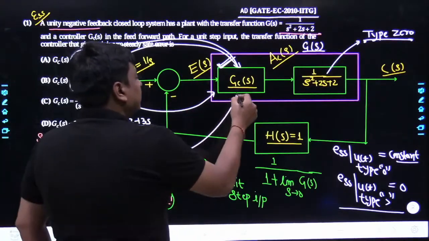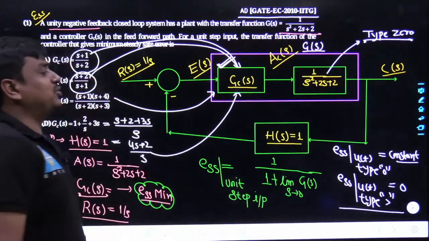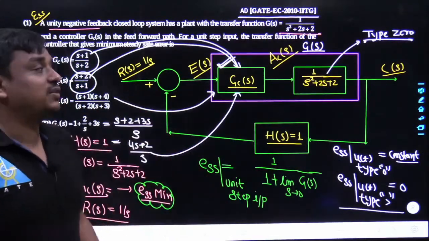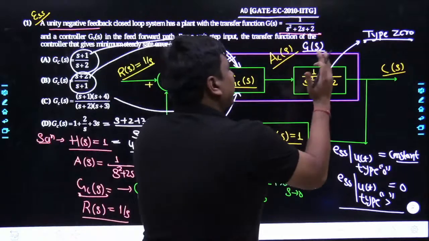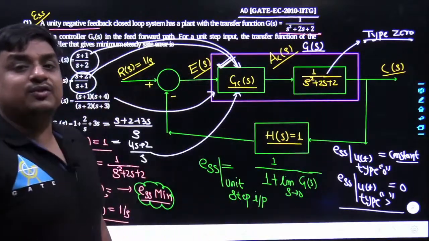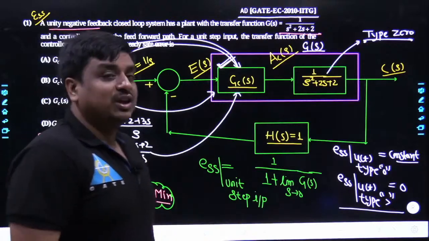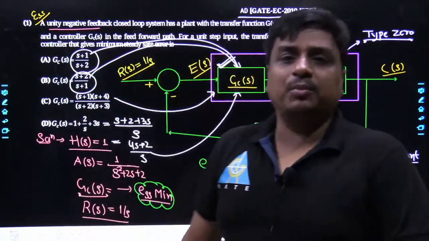It would get multiplied with the 1 upon S square plus 2S plus 2. And now the type of the system has been raised to type 1 system. And if G of S is a type 1 system, one thing is quite sure. What is it? Now the steady state error would become 0. That is what I am saying. Such a well planned problem it was.